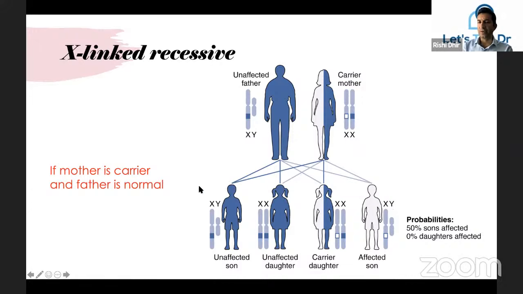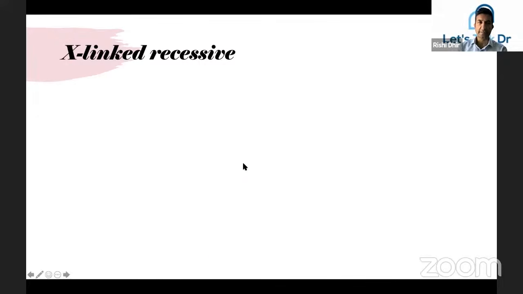In this case, however, this son will take the Y from dad and will take the normal gene from mum, so will be unaffected. The daughter will take the X from dad, unaffected, and the X from mum, unaffected, and the other daughter will take the disease from mum, the normal from dad, so will be a carrier. So the probability here is that none of the daughters will be affected. Okay, 50% of the daughters are carriers. None of the daughters are affected. But if the mother is a carrier, basically 50% of the sons will be affected. Okay, so that's slightly more complicated, but you need to learn that one too.